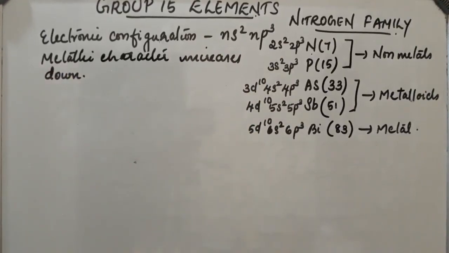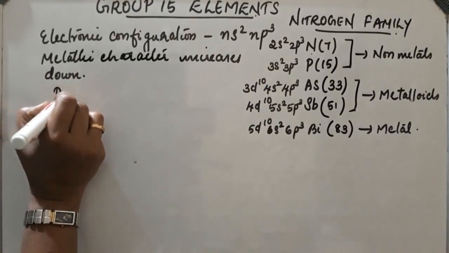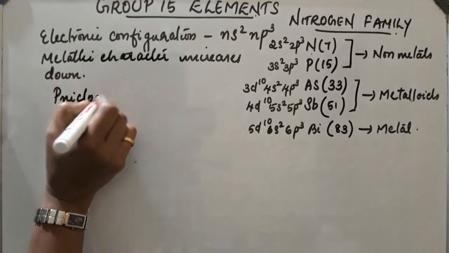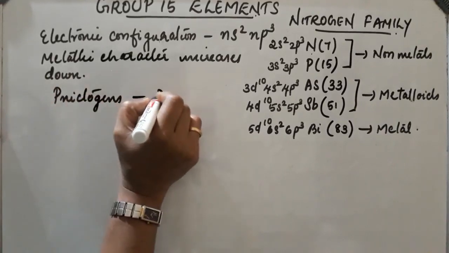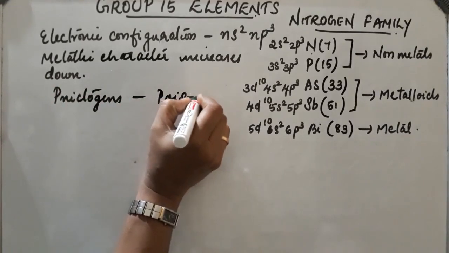These group 15 elements are also known as pnictogens. Pnictogens means poisonous.